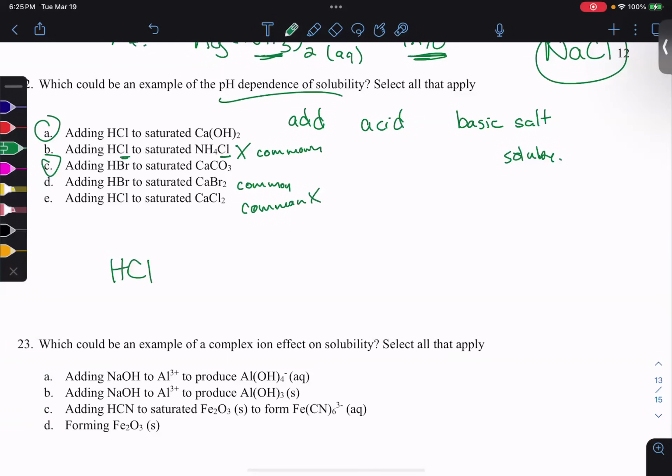Let me do one more. What if I did HCl and calcium bromide? Is that pH dependence? HCl is an acid, but calcium bromide's a what? It's pH neutral. Yeah, so bromide is not a base. It's a pH neutral salt. So this actually has no effect. HCl won't do anything to it, because there's not even a common ion effect happening here.